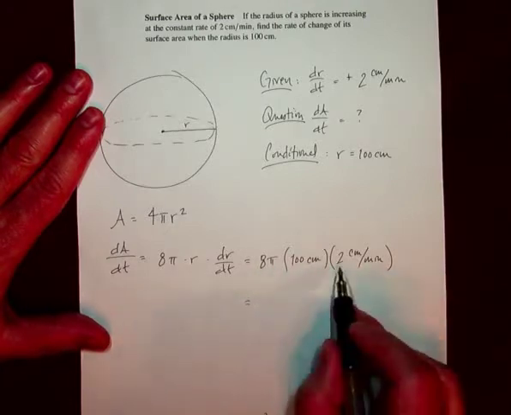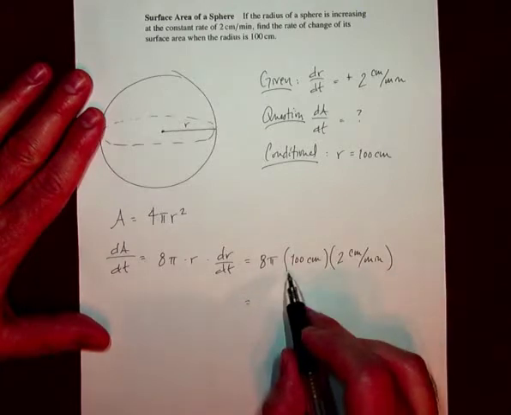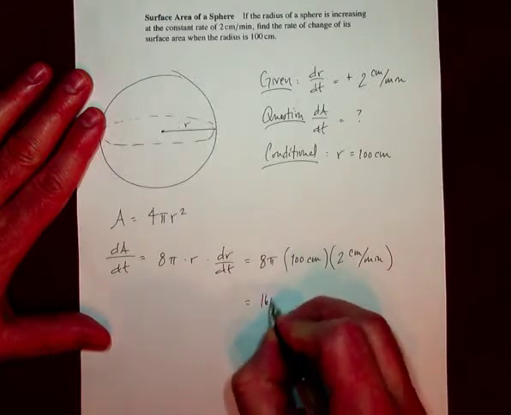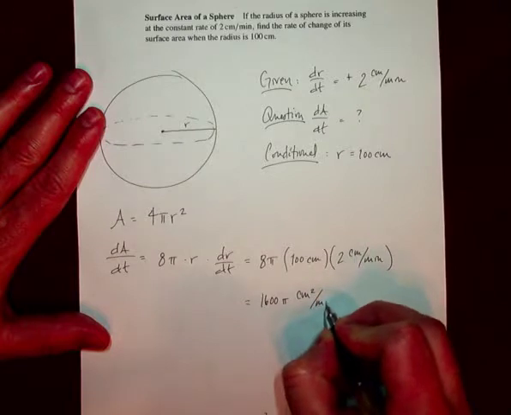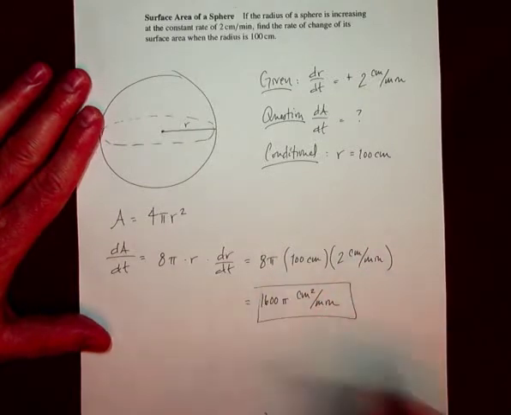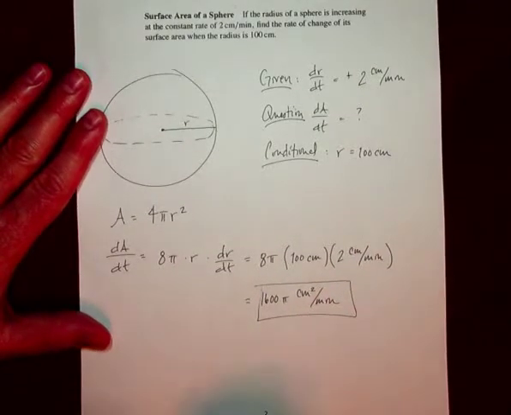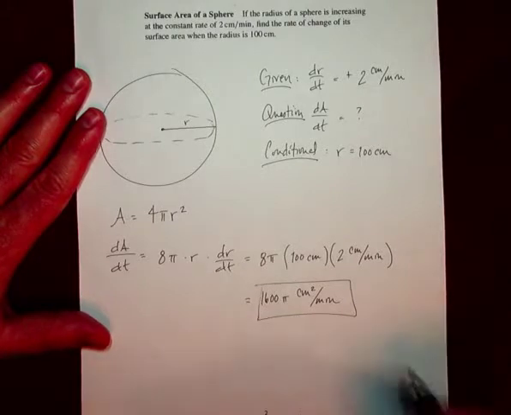8 pi times 2, 16 pi. 16 pi times 100 is 1600 pi centimeters squared per minute. I'm not going to go ahead and write the sentence, but I will encourage you by saying you then need to write a sentence. Okay.